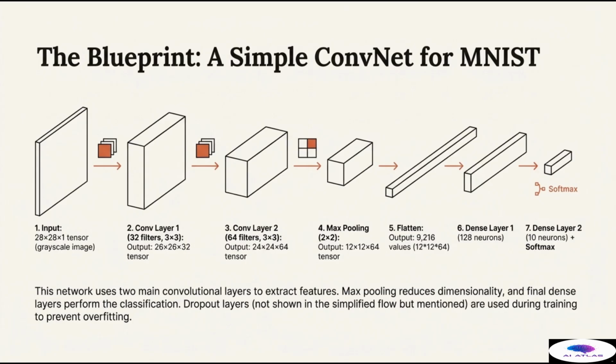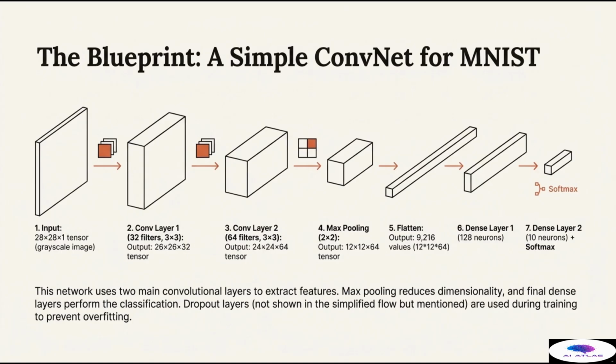Step 3, Conv Layer 2, increases complexity by using 64 filters, allowing the network to combine the features learned in the previous layer. This results in 64 deeper feature maps. Next, at step 4, we introduce max pooling. This is a critical step for dimensionality reduction. By taking a 2x2 pool, we effectively halve the spatial dimensions, bringing the tensor down to 12 by 12 by 64. This reduces computational load and helps the model generalize.